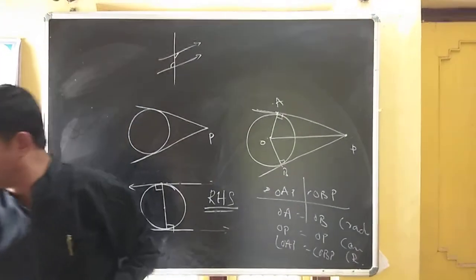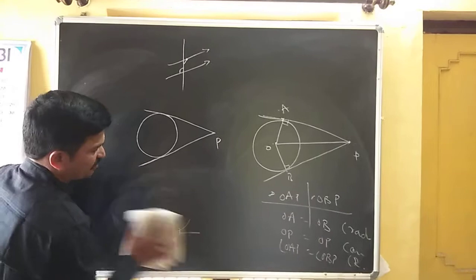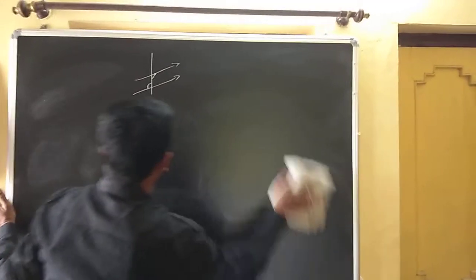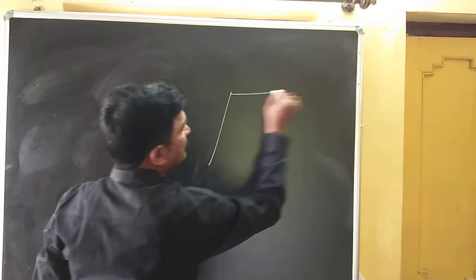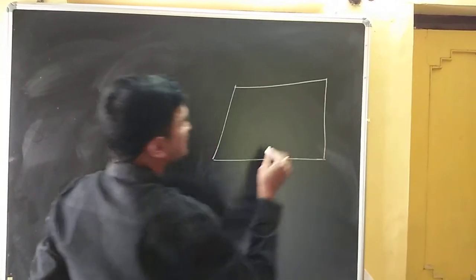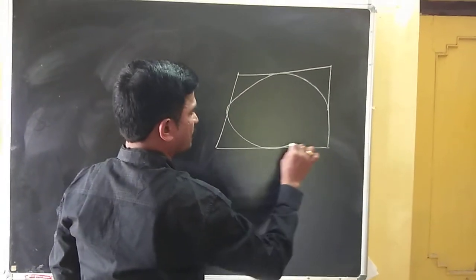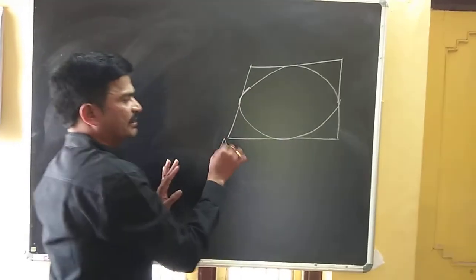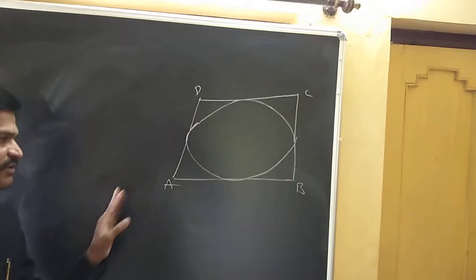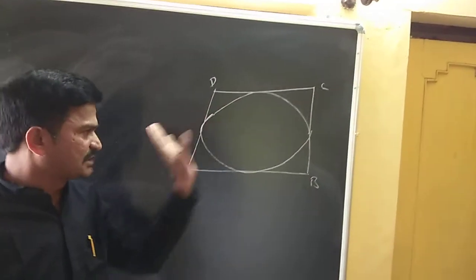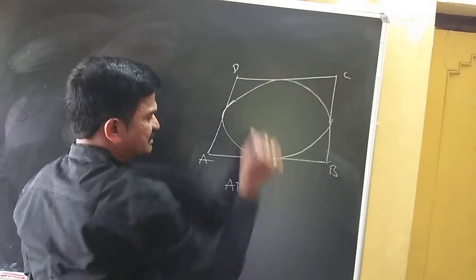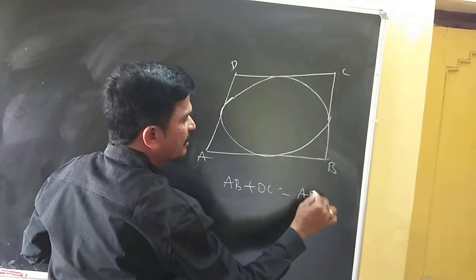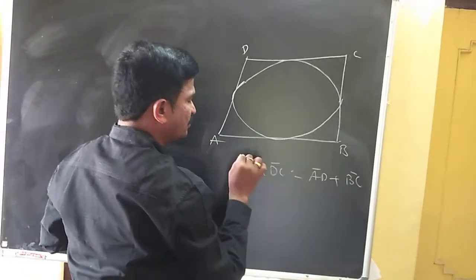Whereas coming to today's class, the extension of this, based on all these points, we are going to learn one new point, that is, if any quadrilateral ABCD is circumscribed by a circle, then we can say that AB plus DC is equal to AD plus BC. This is the point today we are going to learn.